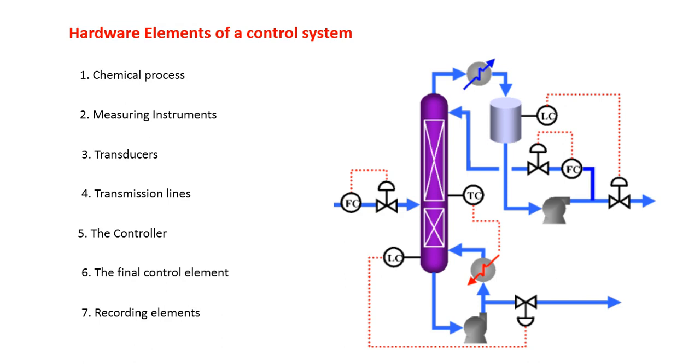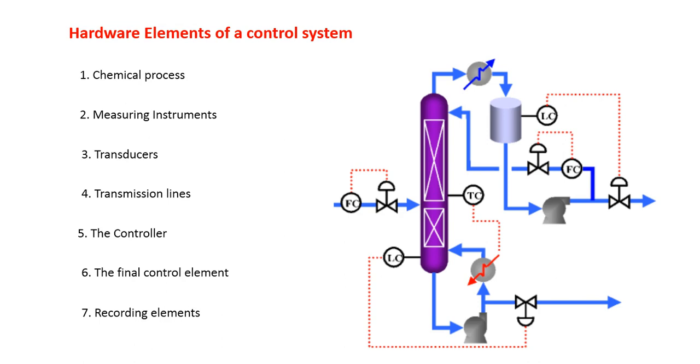Now that action is implemented by the sixth hardware element, that is the final controlling element. So the final controlling element is the hardware that implements in real life the decision taken by the controller. For example, if the controller decides that the flow rate of the outlet stream should be increased in order to keep the liquid level in the tank at a desired height, then it's the valve, the final controlling element, that has to implement that decision. Clear? So that valve becomes the final controlling element.